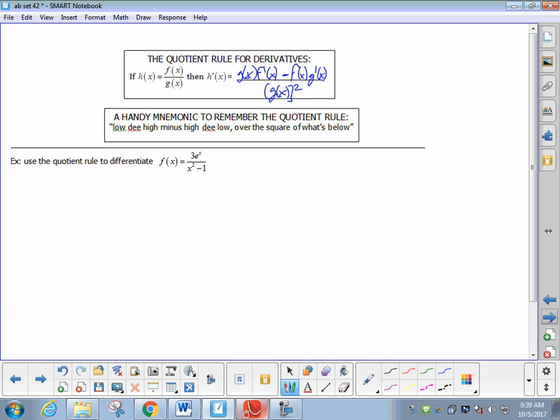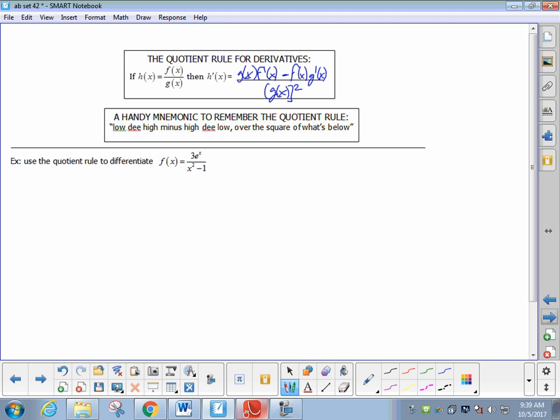Low d high minus high d low. Now, Miss Kent says over low or something, which is wrong. Just kidding. I say it's over the square of what's below. Okay? That's kind of confusing. Yeah, but it rhymes well. Low d high minus high d low over the square of what's below.